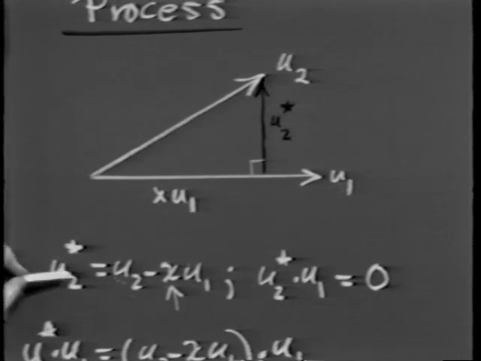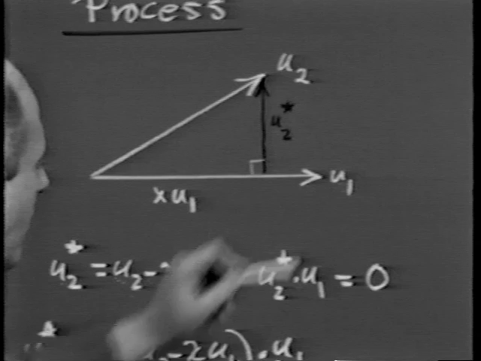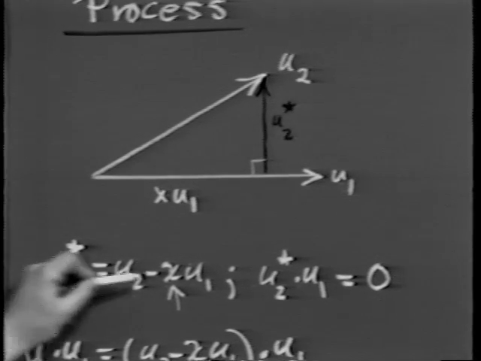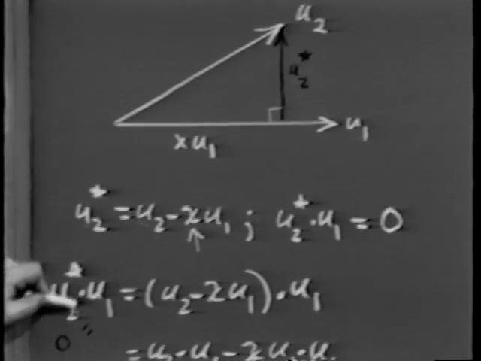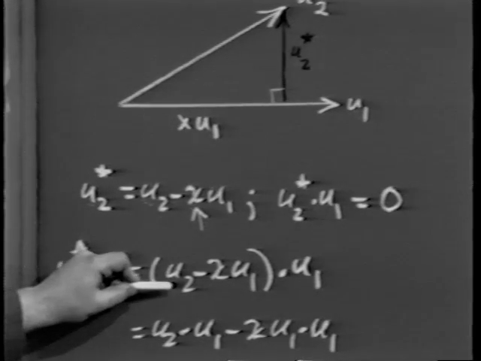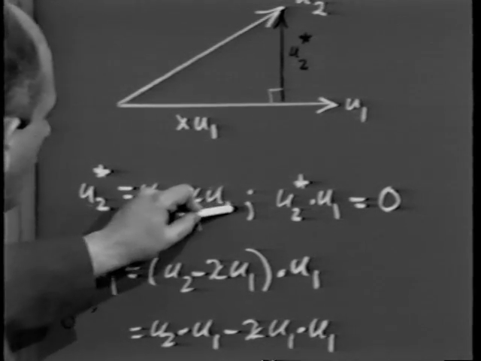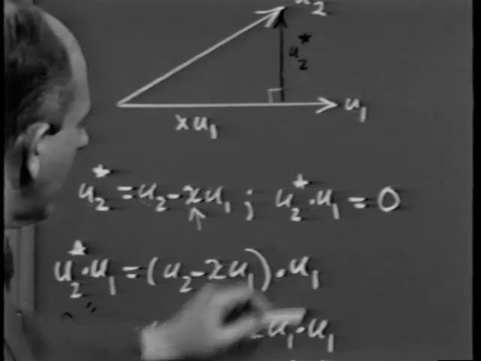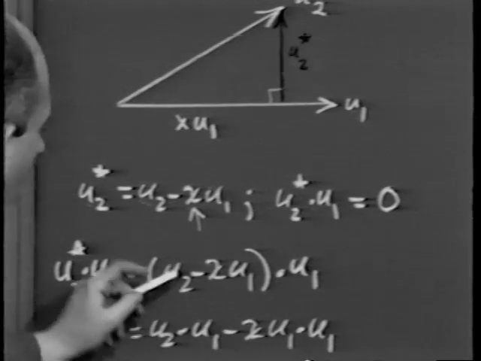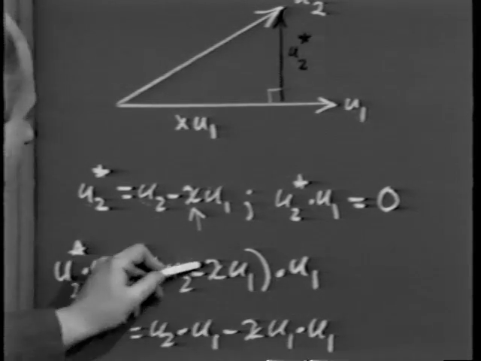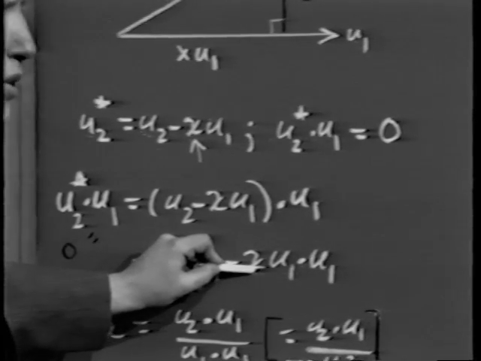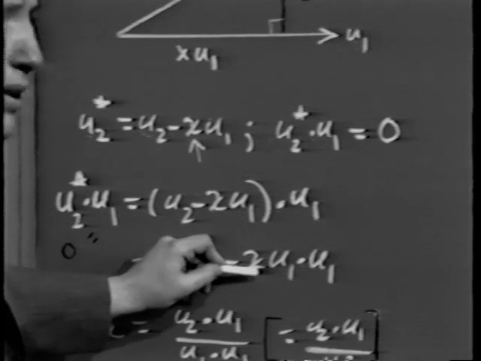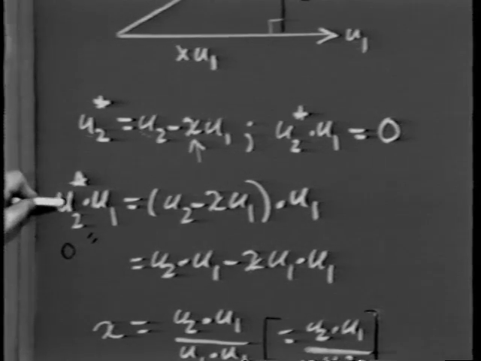Namely, what we want to look at is u2 star dot u1. So let's dot both sides of this equation with u1. The left-hand side will become u2 star dot u1. The right-hand side becomes u2 minus x u1 dotted with u1. But by our distributive property, this is the same as u2 dot u1 minus x u1 dot u1. Now, we didn't want x to be any old number. We wanted x to be that number, if one exists, that makes u2 star dot u1 equal to 0.